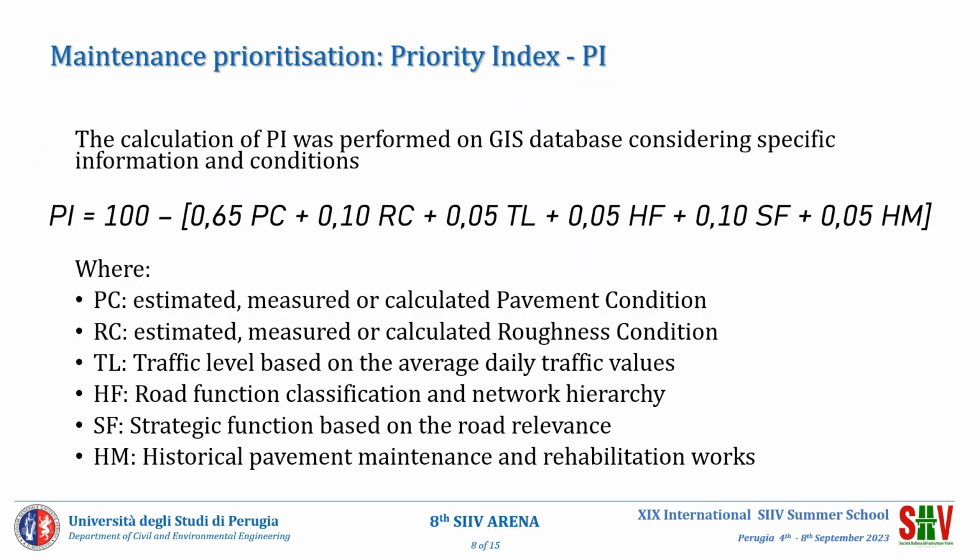The Priority Index (PI) was defined to establish a maintenance priority rating and scheduling of maintenance works. In detail, the priority index was defined as a number ranging from 100 to 0, where 100 means the maximum priority, while 0 means no repair or preventive maintenance. The priority index considers the following technical factors: estimated or measured pavement condition and roughness, traffic level based on average daily traffic values, road network hierarchy and function factors based on network types and road function classification, strategic function factors based on commercial or tourist roadways and places of public interest, and finally, historical maintenance and rehabilitation factors based on annual costs of previous maintenance works.